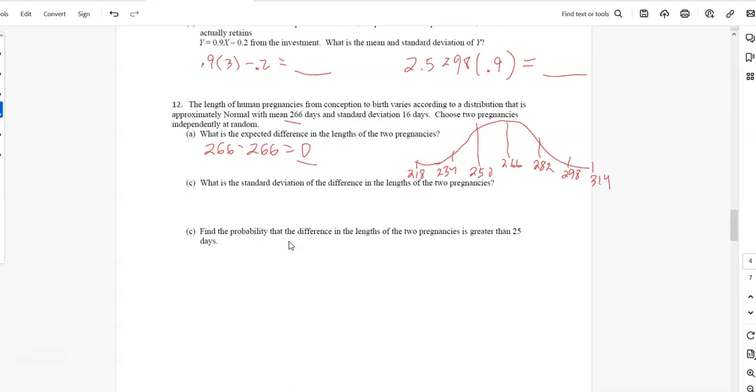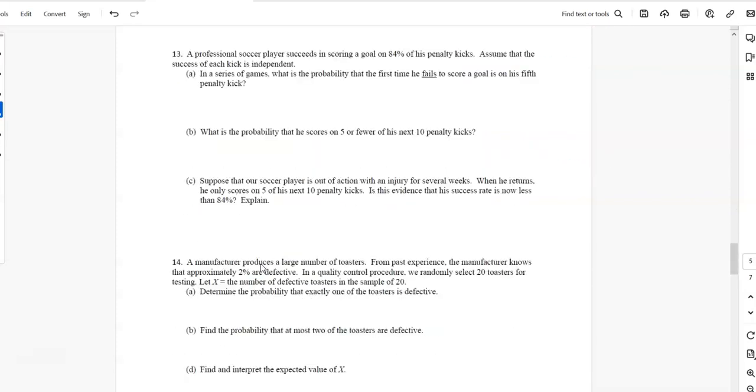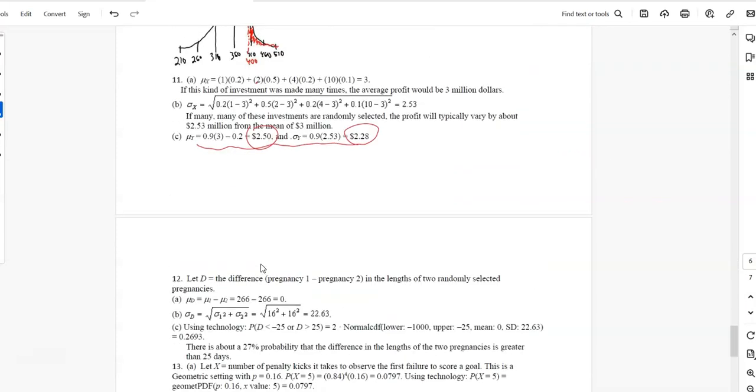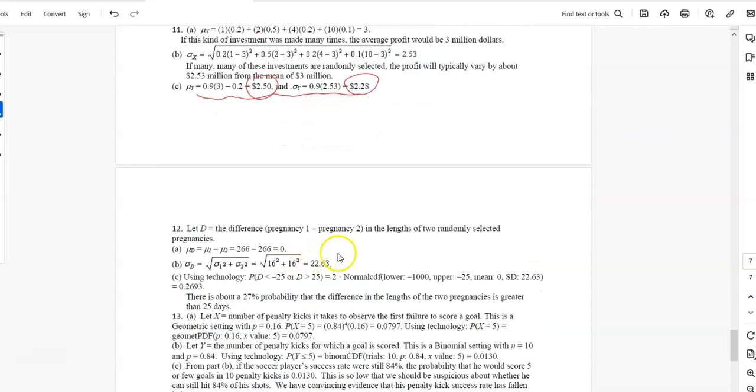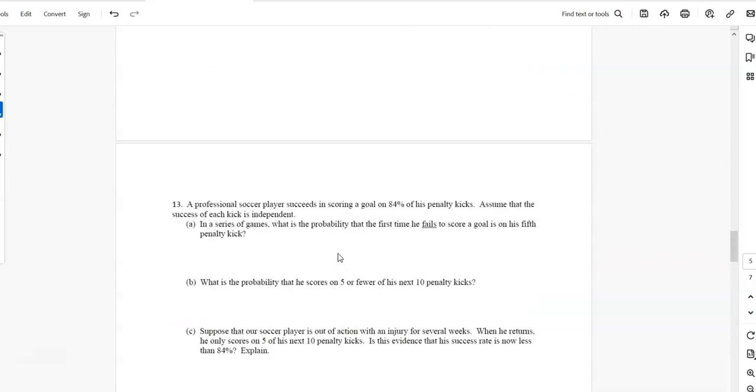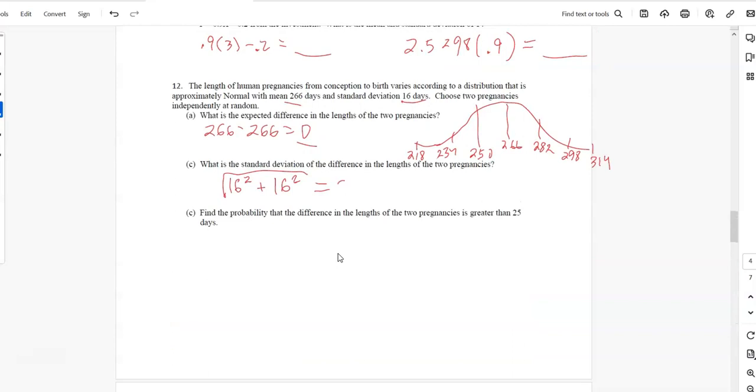Okay. What's the standard deviation of the difference in lengths? We cannot just add or subtract standard deviations. In fact, when you subtract, you still add their variances. So what you have to do is take this and convert it to a variance, square it, plus the variance of the second pregnancy, and then take the square root of the total. You type that in your calculator. You get, for number 12, 22.63. Okay, so that's the standard deviation.